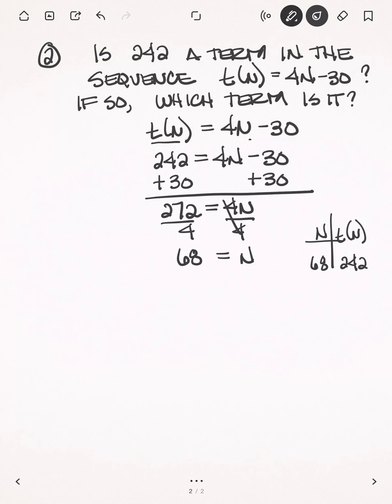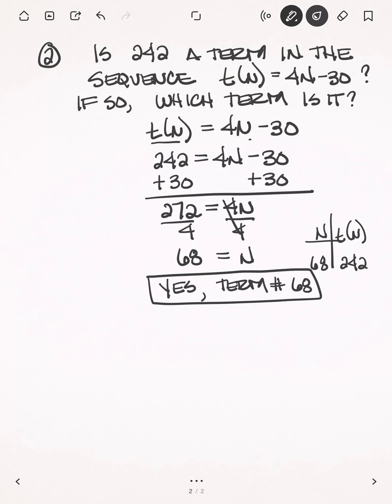So is 242 a term in this sequence? We could say yes, because we did not get a fraction or a decimal, and it is term number 68. So we answered both questions. Is it a term in the sequence? Yes. If so, which term is it? We found it right here. It's term number 68. So make sure you could do a problem like that on the quiz.